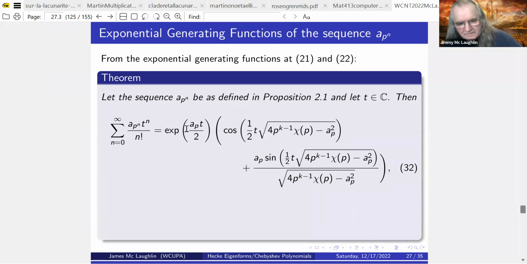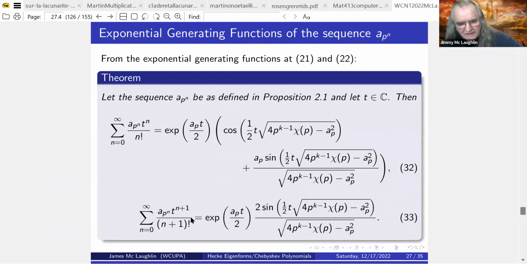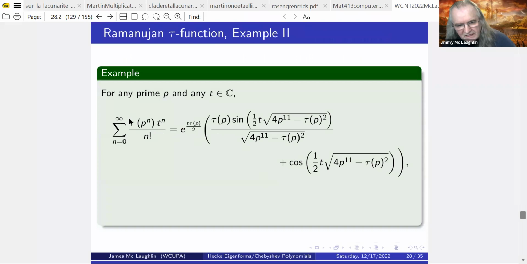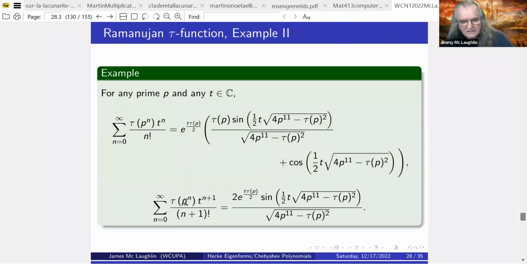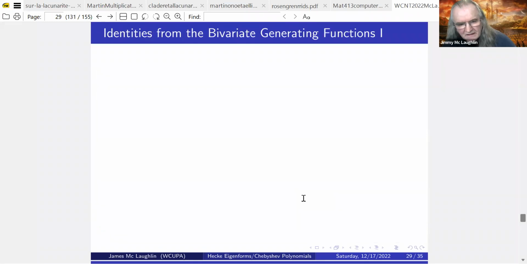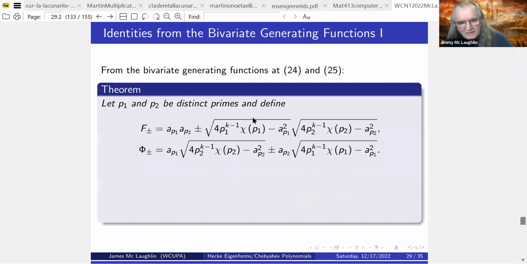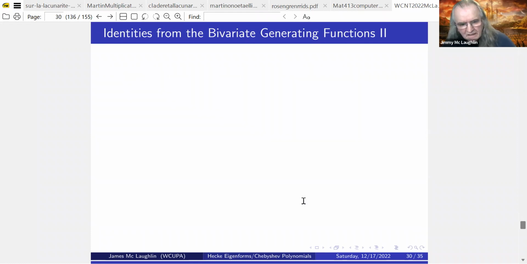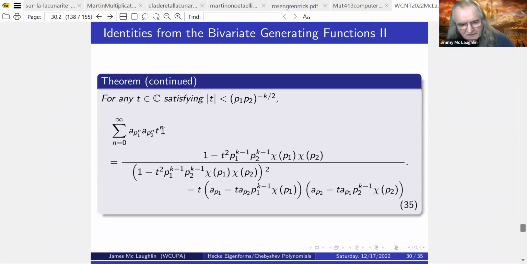Using the exponential generating function, we have this general result, and this simplified version of the exponential generating function leads to this. And once again, if we illustrate this using the Ramanujan tau function, we have this identity, or the simplified version, we have this. And now if we go back to the bivariate generating functions that I mentioned, we get this general result for any Hecke eigenform. If p1 and p2 are distinct primes, we get this. And then similarly for the ordinary bivariate generating function, we get this simpler statement.